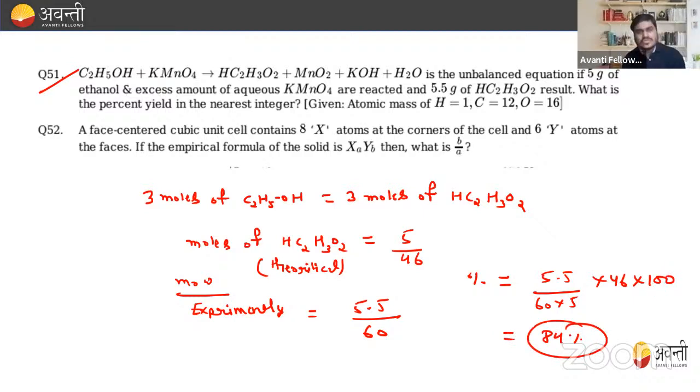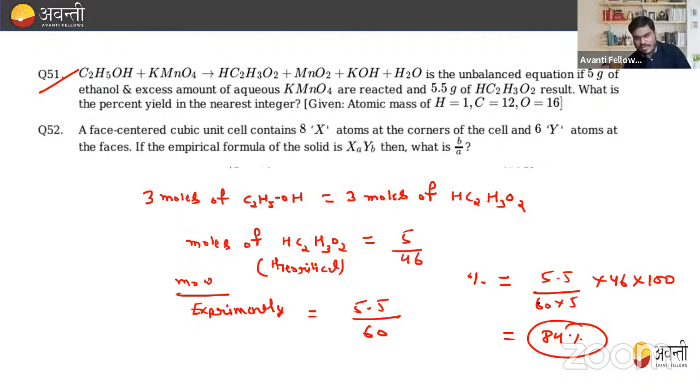So let's discuss this question again, because in this question they are saying when the ethanol is treated with KMnO4, then the formation of this takes place. Now this is the unbalanced equation. If 5 gram ethanol and excess aqueous KMnO4 are reacted and 5.5 gram of H2C2O3 are formed, so experimentally how it will form, beta, that is 5.5 gram upon 60. Then what is the percentage yield to the nearest integer? That is 5.5 upon 60 into 5 divided by 5 into 46, right?